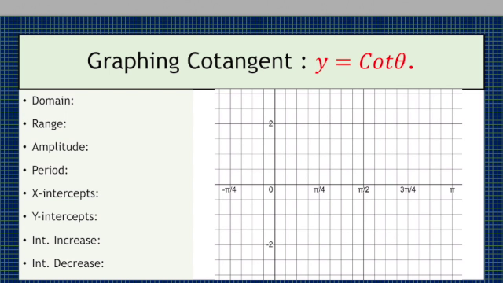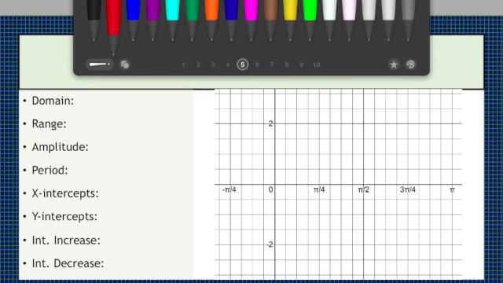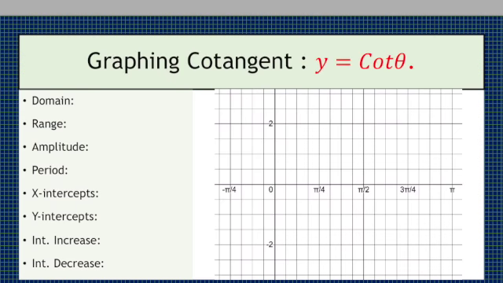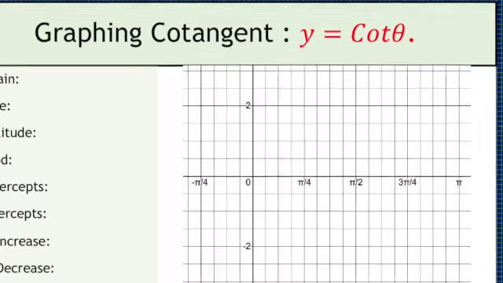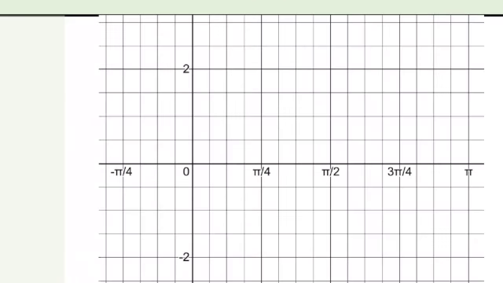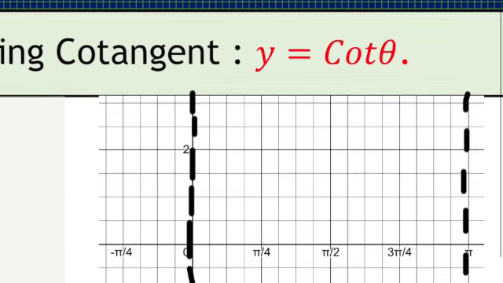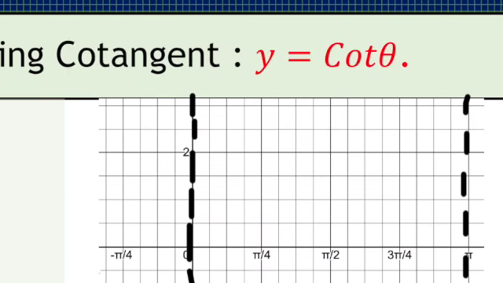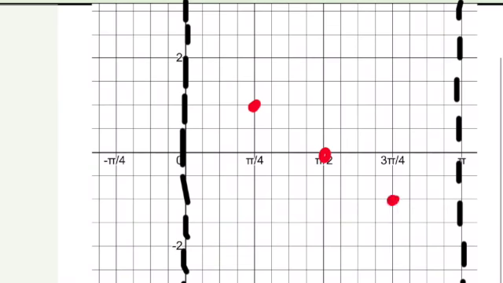Okay, so I wanted to graph cotangent one more time. Practice makes perfect. The more you practice this, the easier it is going to be to remember. So at 0, we know we have undefined. At pi, we know we have undefined. And then we know our values of cotangent. At pi over 4 is 1. At pi over 2 is 0. And at 3 pi over 4 is negative 1.